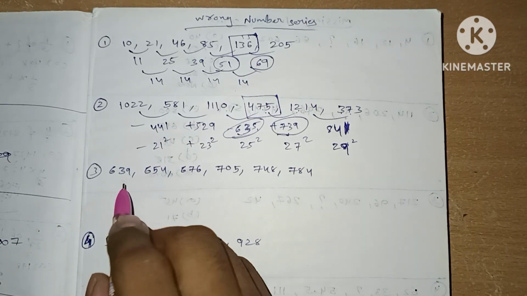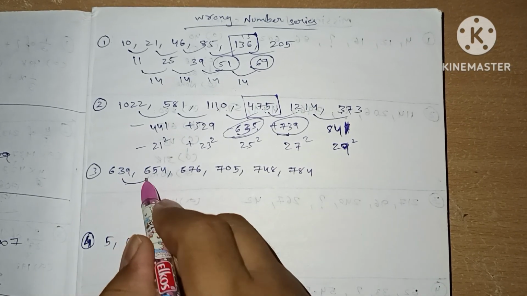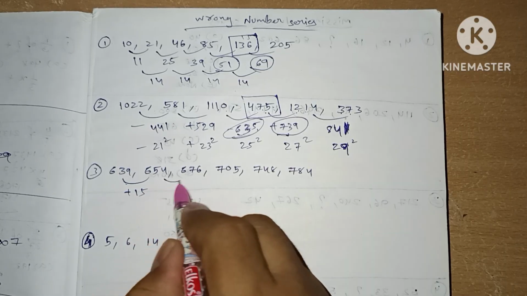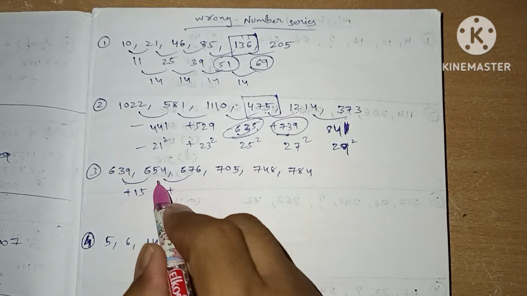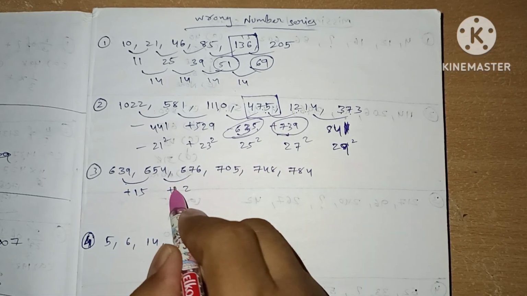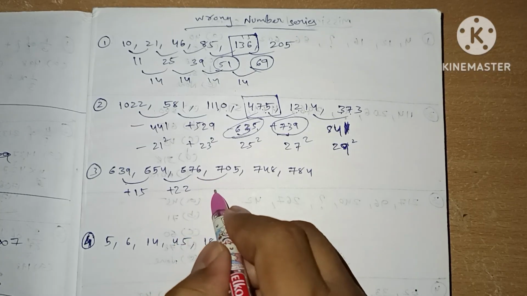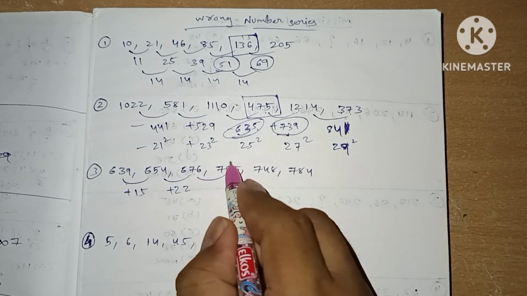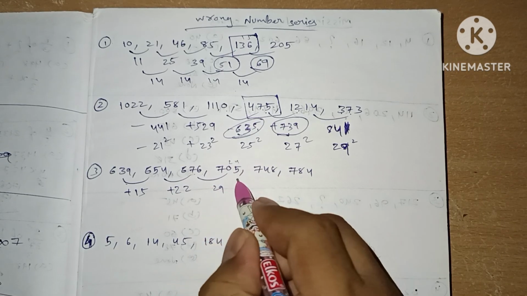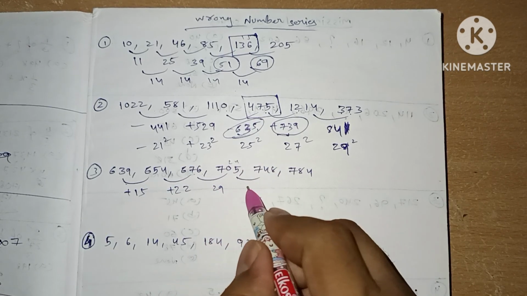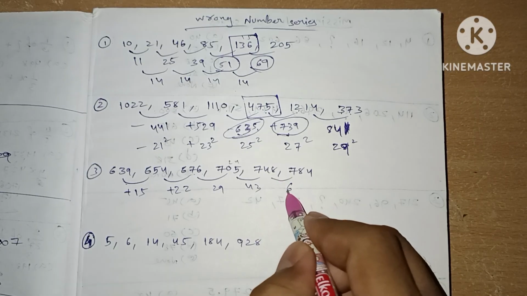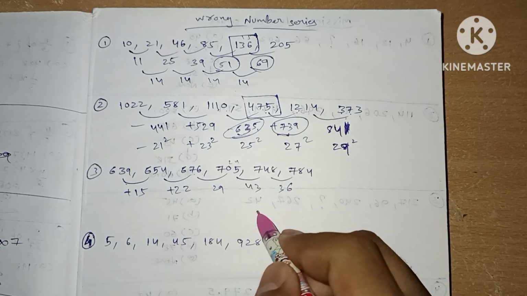Next one. Here we see the difference of plus 15. Here we see a difference of plus 22. Here we see a difference of 20, 34, 24 plus 5, 29. Here we see a difference of 43. Here the difference is 6, 7 minus 4, 36.